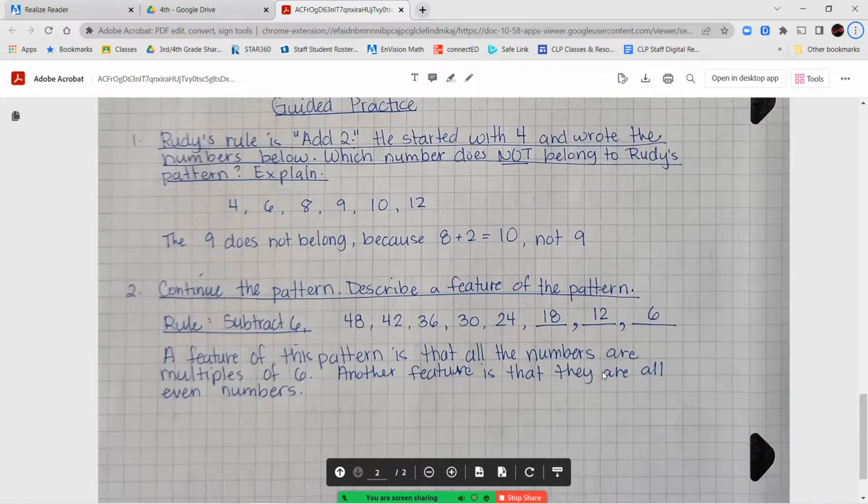So a feature of this pattern is that all of these numbers are multiples of 6. Another feature of this pattern is they're all even numbers. So in case you wanted to keep going and find more features, that's a second feature.